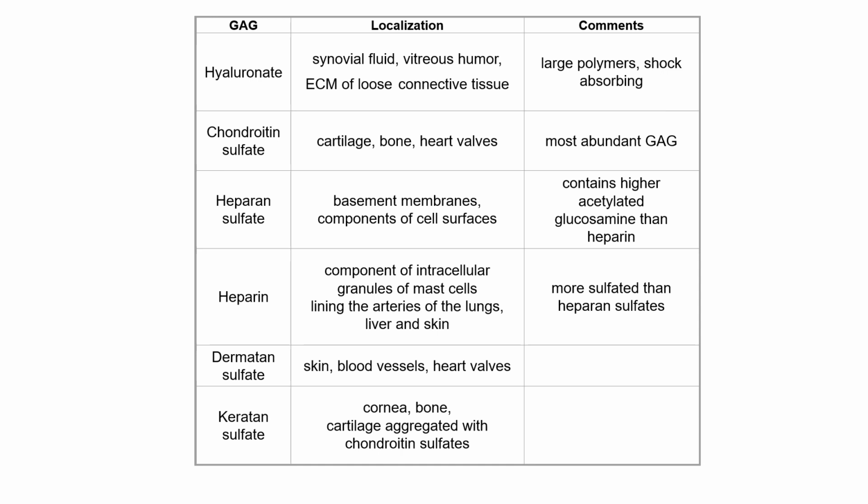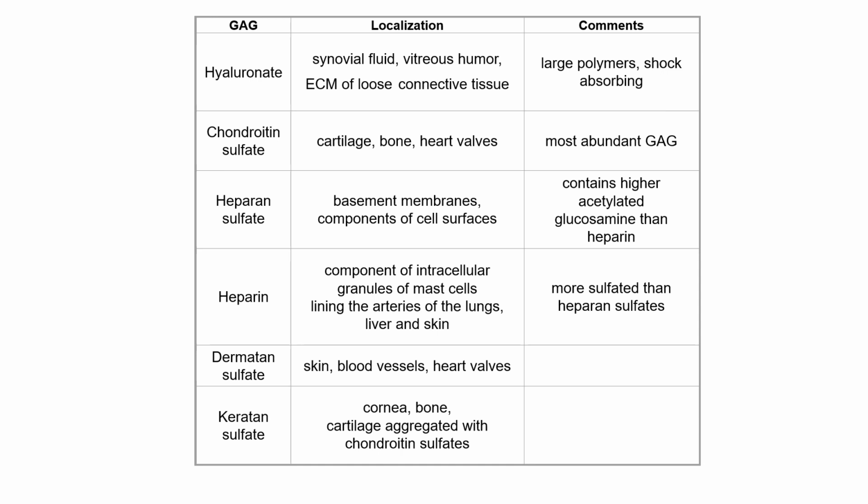Further, heparan sulfate is found in the basement membranes and also as components of cell surfaces, and it contains higher acetylated glucosamine than heparin. Further, heparin is also another GAG which is a component of the intracellular granules of mast cells that line the arteries of the lungs, liver and skin. And it is more sulfated than heparan sulfate.